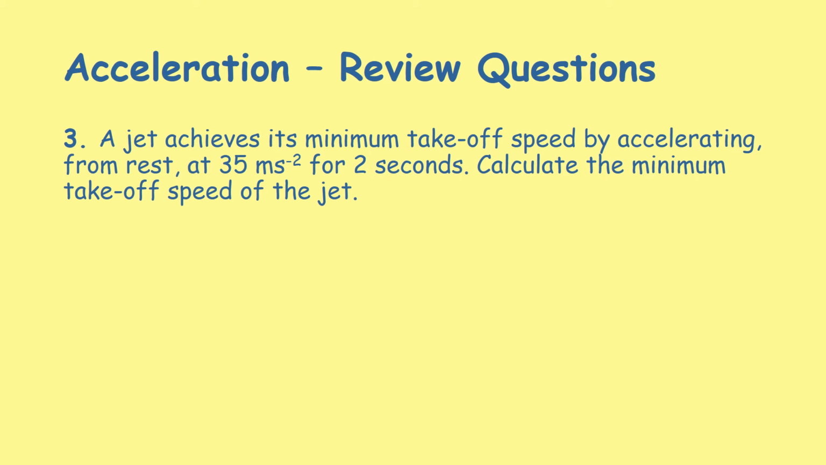Question 3. A jet achieves its minimum takeoff speed by accelerating from rest at 35 meters per second squared for 2 seconds. Calculate the minimum takeoff speed of the jet. As always, we want to write down our values on the left-hand side. Our acceleration is mentioned in the question this time. That's that 35 meters per second squared.